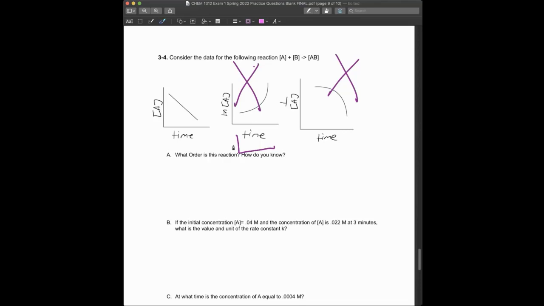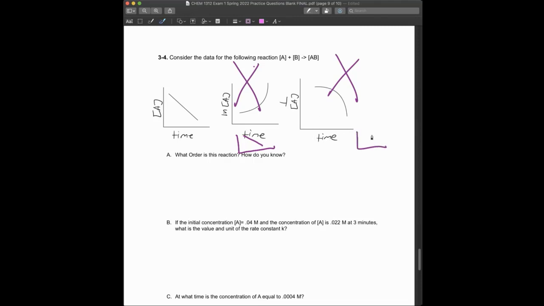Negative linear. Yeah, so that's correct. So usually it would look like this. Because this graph doesn't match that graph, it's not going to be first order. What about the second order?